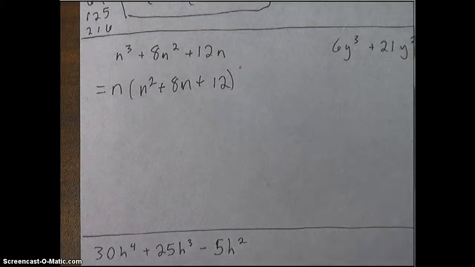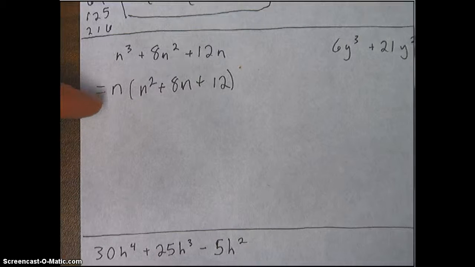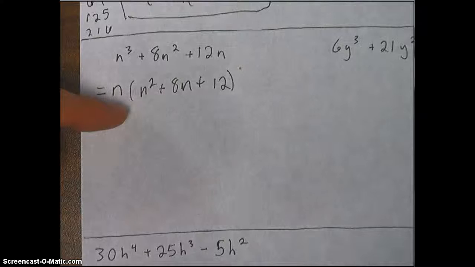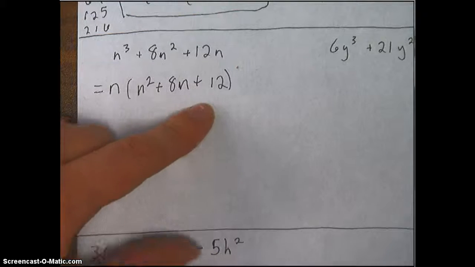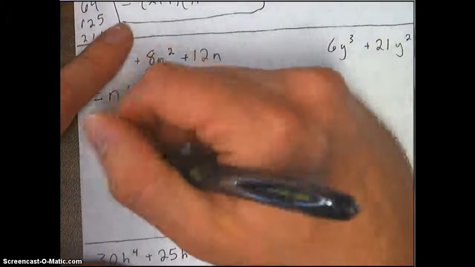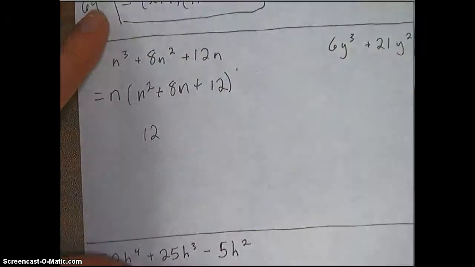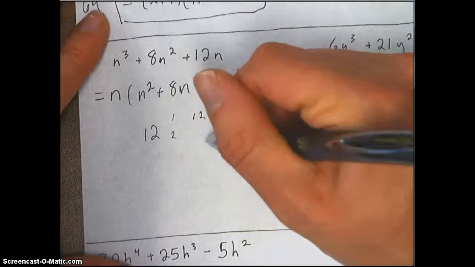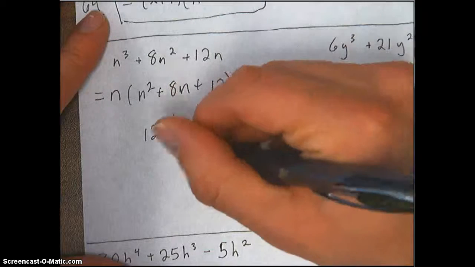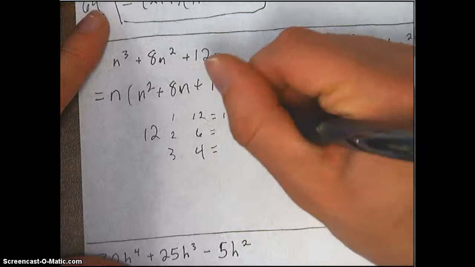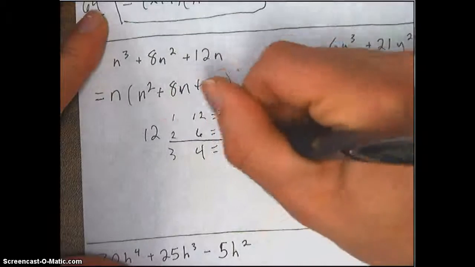So I need to do something with this. I can factor this further. The way I like to think about this is I'm looking for two numbers that multiply to 12 but add to 8. So I think of all the factors of 12. That would be 1 and 12, 2 times 6, 3 times 4. Which one of these adds to 8? This is 13, this is 8, this one's 7.